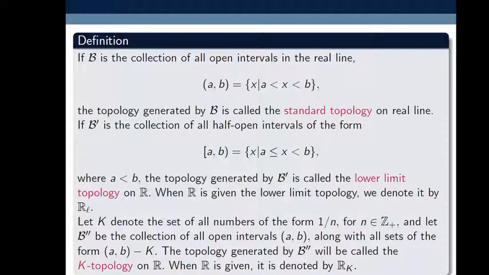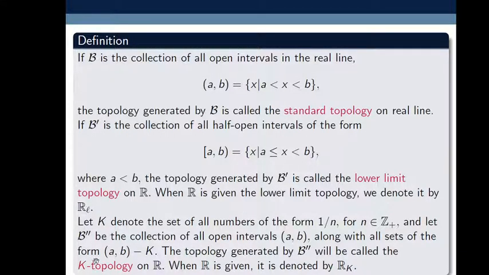Let K denote the set of all numbers of the form 1/n, for n belonging to Z plus. And let script B double dash be the collection of all open intervals (a, b), along with all sets of the form (a, b) minus K. So this script B double dash contains the collection of all open intervals.